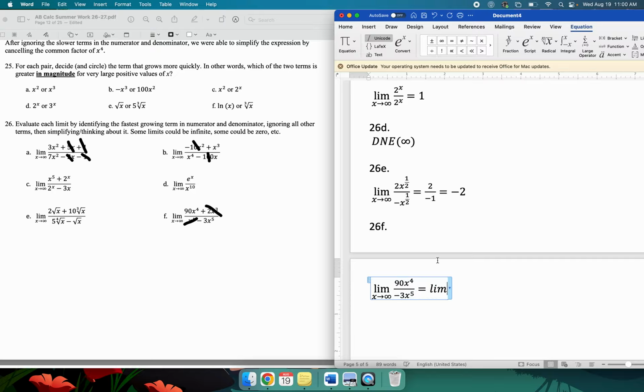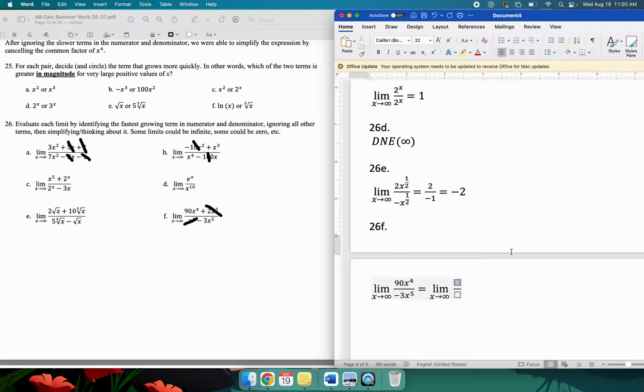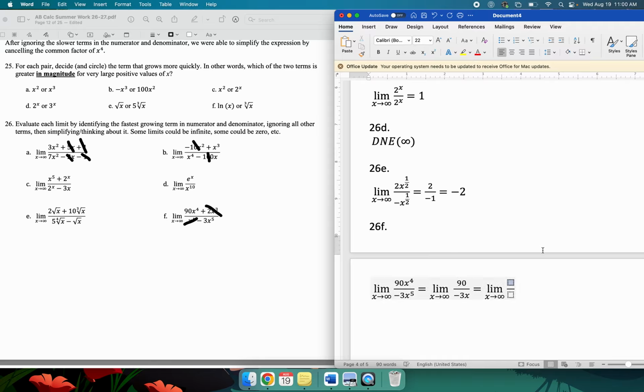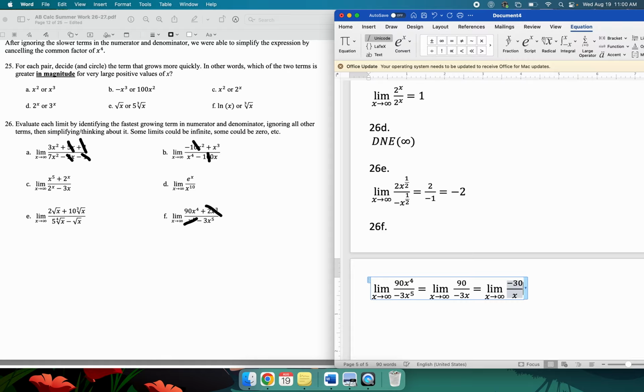So yeah, you can do a little more simplification. You can cancel the x's. You get 90 over negative 3x, which I guess you could say is negative 30 over x. What happens to the value of this expression as x gets really big? It goes to 0, right? The denominator is getting bigger and bigger, the numerator is staying the same, so that's 0.